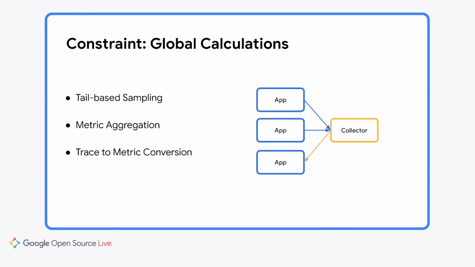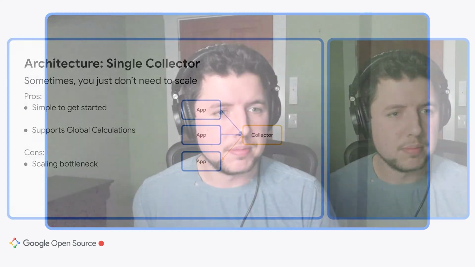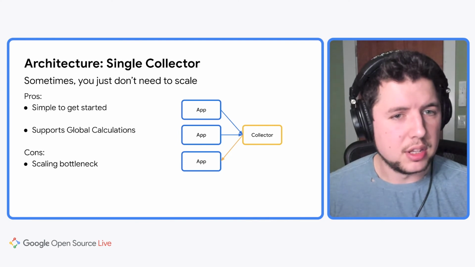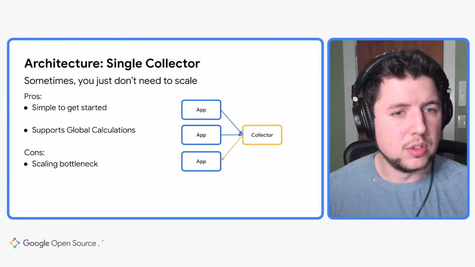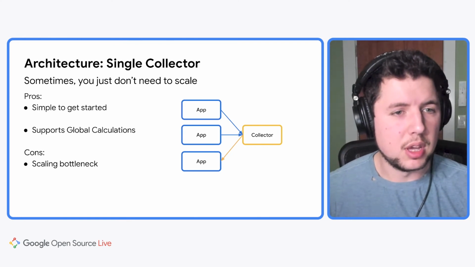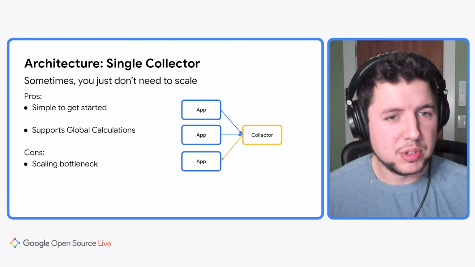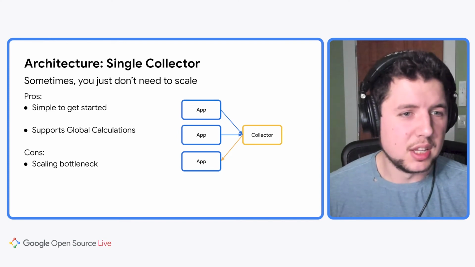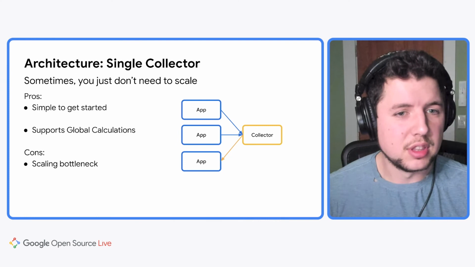But in order for the metrics to be complete, you need to make sure that you get all of those traces in the same place. And that leads us to the first architecture, which is just running a single collector. This is the way that most people will get started. And like I showed on the last slide, using this method can support global calculations. But as is probably obvious to most people watching, if you have too many applications and only one collector, that doesn't work very well. So the single collector can quickly become a scaling bottleneck.